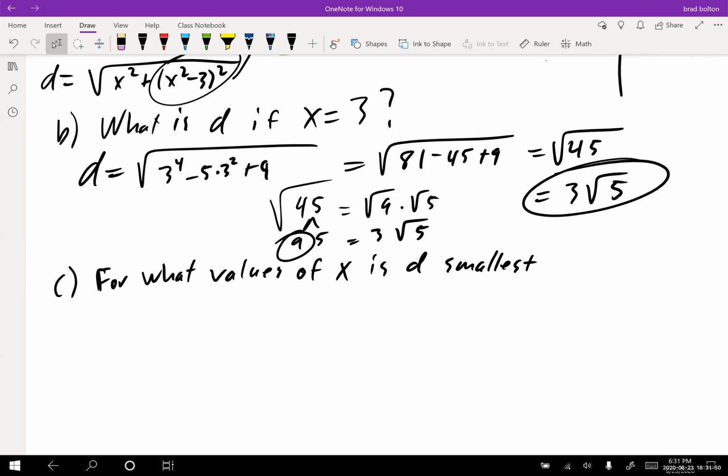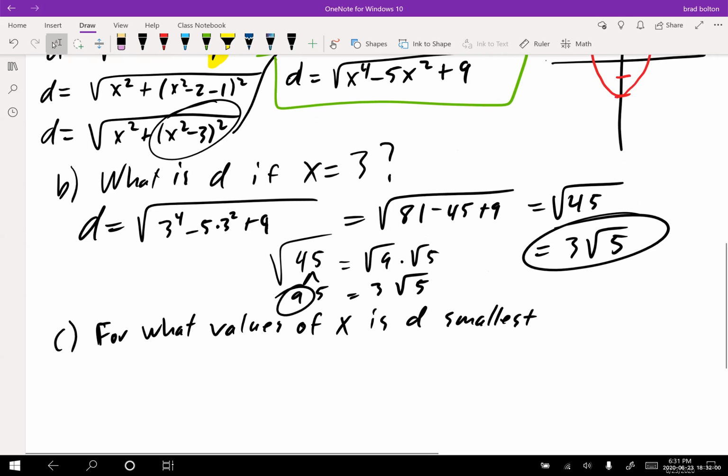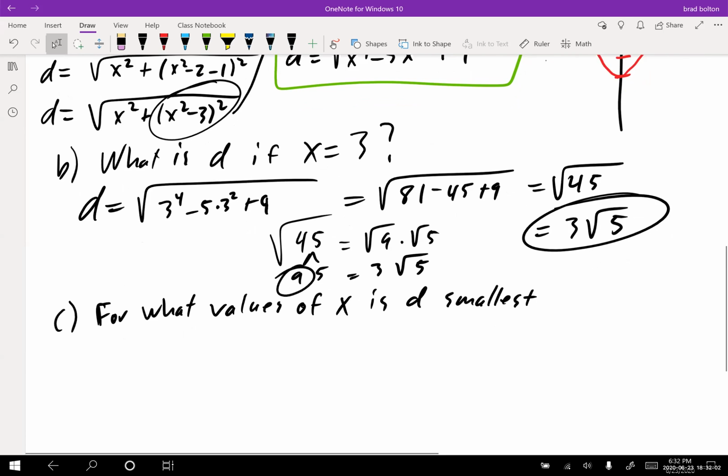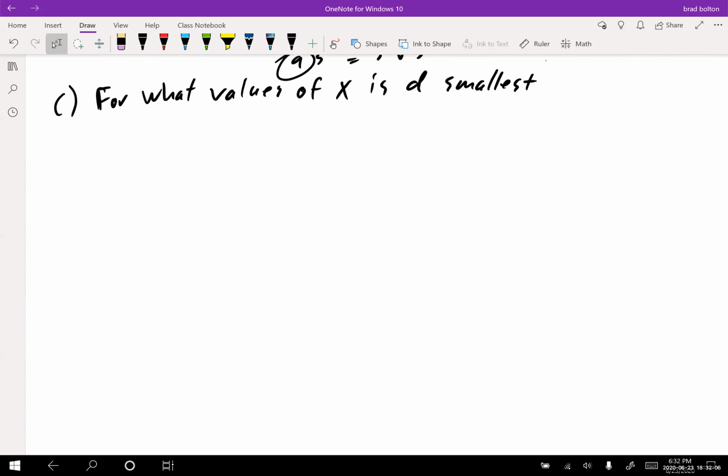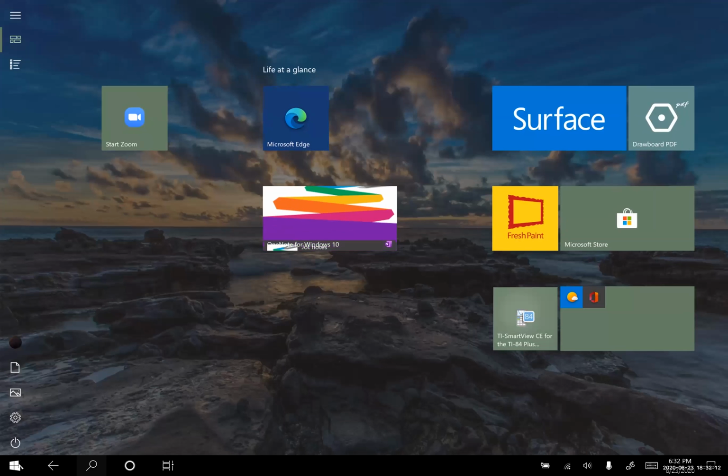Okay. So now here's the hard part. It says, for what values of x is the distance the smallest? So basically saying what x value would you use that would get you the closest to 0, 1? So this is a calculus question, so we cannot actually answer this question with pre-calc. However, what we can do is use our calculator. So I'm going to take out my calculator.